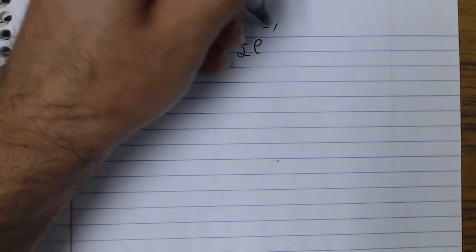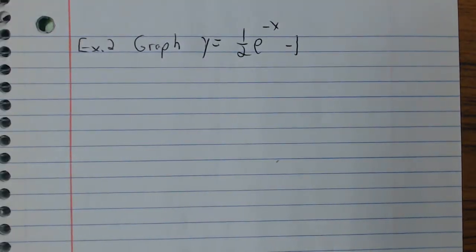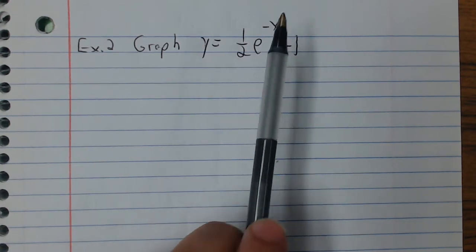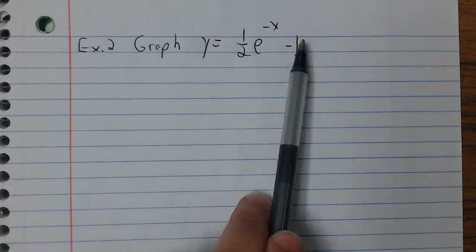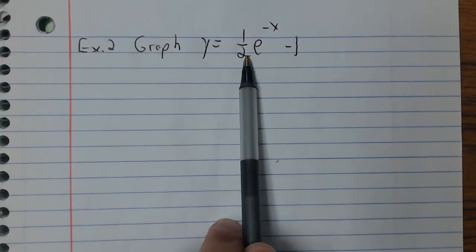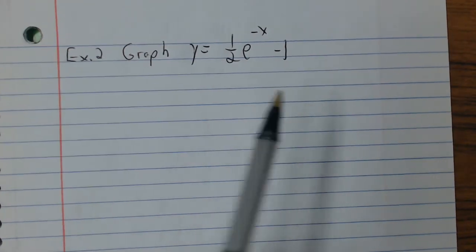Okay? So let's look at our second example, which we would say graph y equals 1/2 e to the negative x minus 1. Okay, so we're going to use transformations on this. And it looks like there are actually 3 transformations. We'll start off with the graph of e to the x. This minus means we're going to reflect it with respect to the y-axis. And then the 1/2 is a vertical compression, and the minus 1 is a vertical shift.